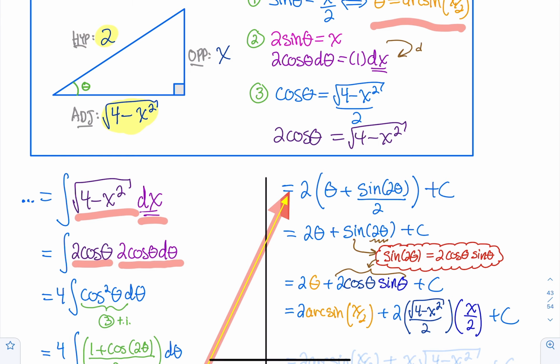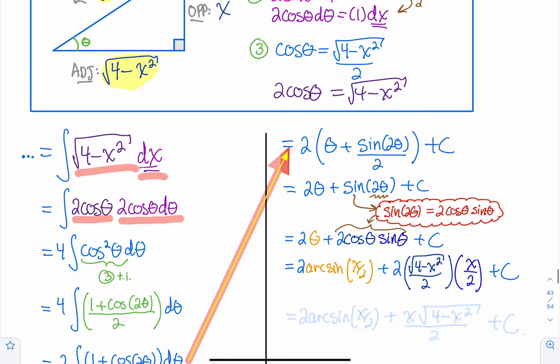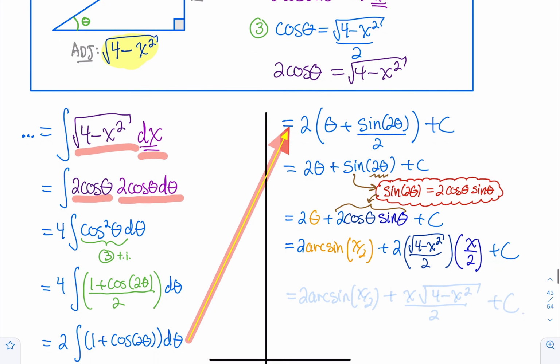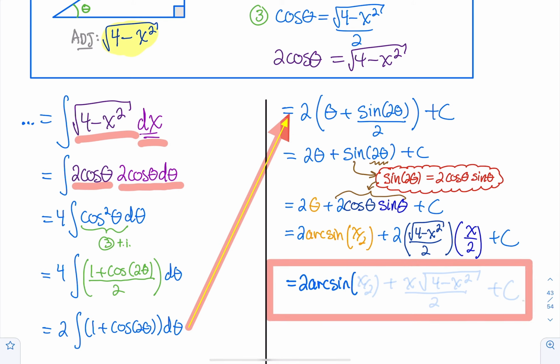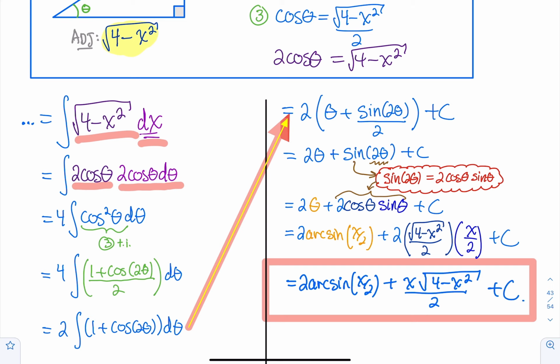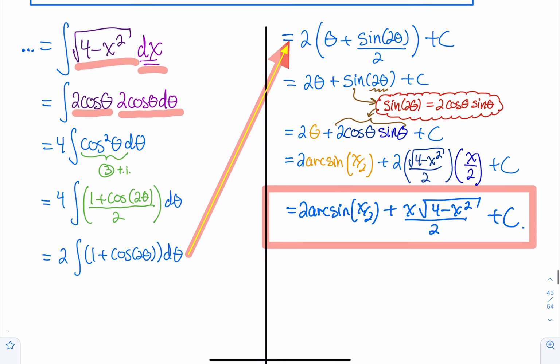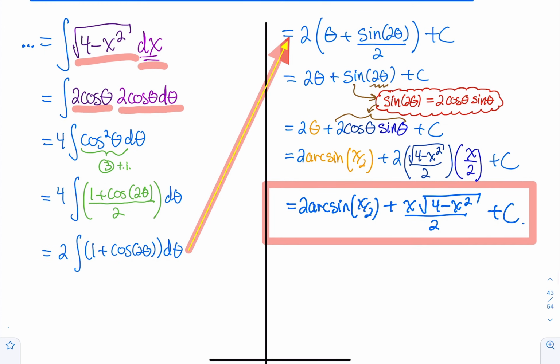And if you really want to, you can simplify this a little bit. You can leave it like this, but if you really want to make this as clean as possible, you get 2 arc sine of x over 2, plus, the 4 times 2, x will look nicer first, so you get x square root of 4 minus x squared over 2, plus c. And this is as good as it gets for that question.